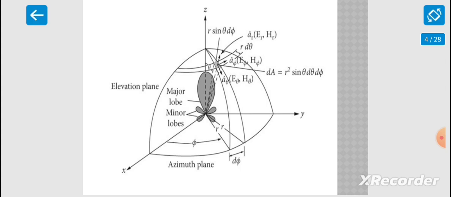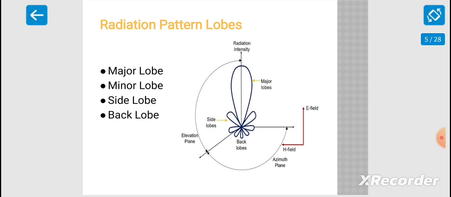Okay, the radiation pattern is a three-dimensional figure. Generally, the spherical coordinate system is used to describe the radiation pattern. Here, the antenna is located at the origin of the spherical coordinate system. Then, major lobe and minor lobes are discussed below. The next content is the radiation pattern lobes. Radiation pattern lobes are major lobes, minor lobes, side lobes and back lobes.